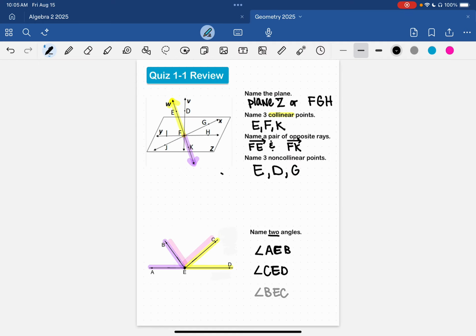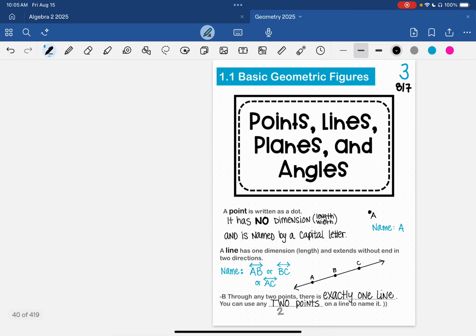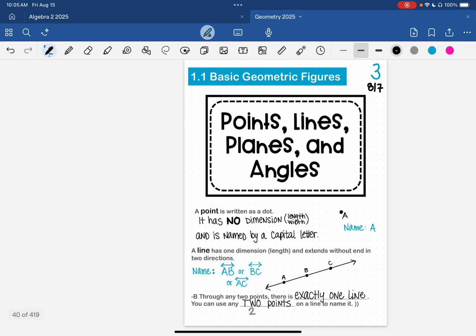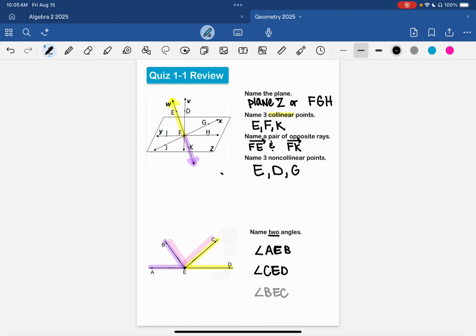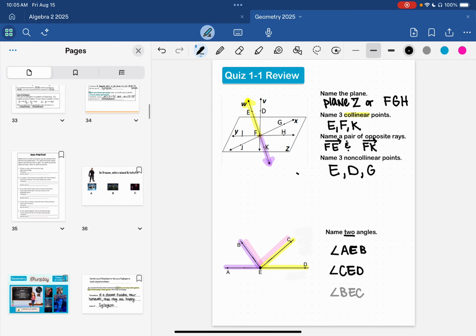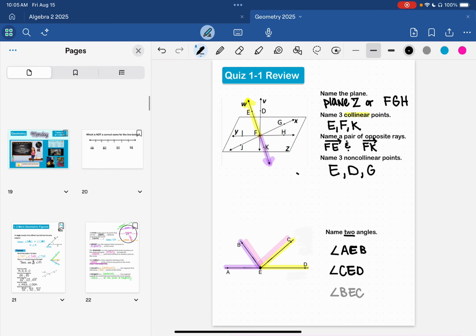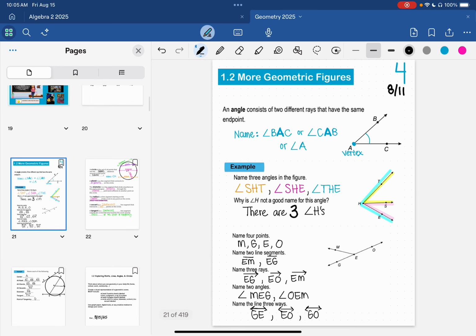If you forgot how to name the angles, you could go to your notes. I think I have them in there. Oh, no, I don't. That's in lesson 1.2, and you can see how you can name them. Let me show you just really quick. I probably should have done that before. Oh, right here. Here it is.